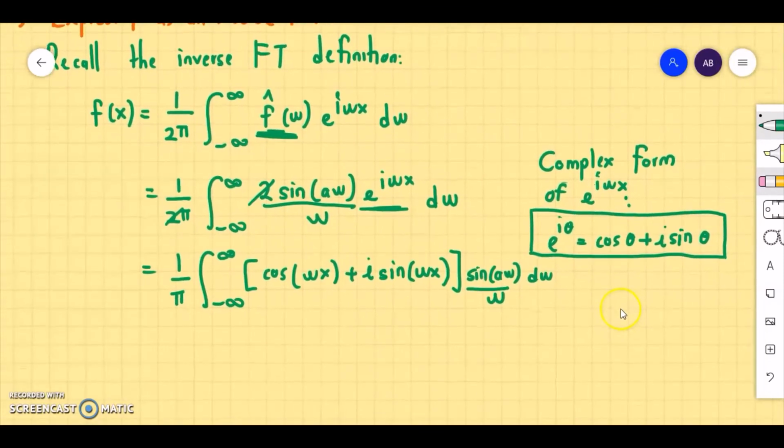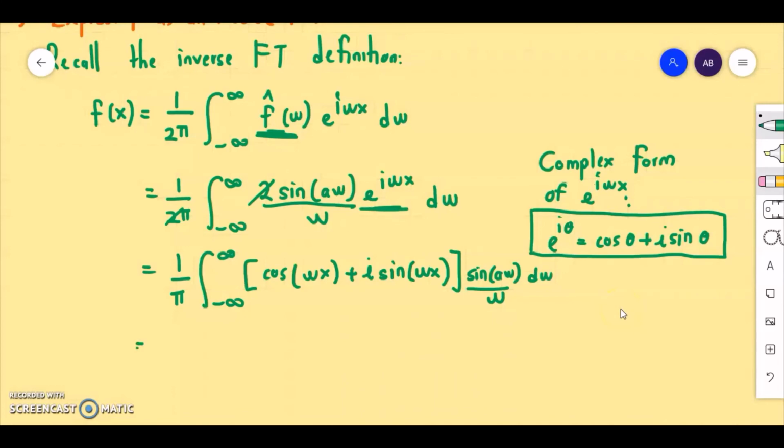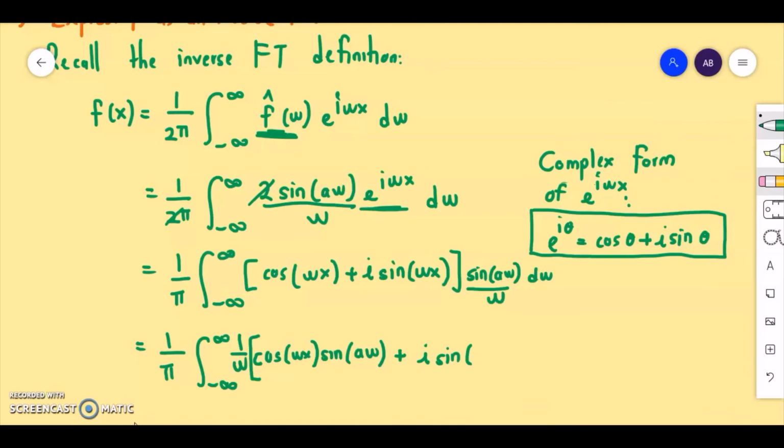Okay, now let's see how we can simplify this. So I can pretty much multiply the sine inside, so that will give me, maybe take out 1 over omega, cos omega x sine a omega. Would that be positive or negative? This will be positive, plus i sine omega x sine a omega d omega.